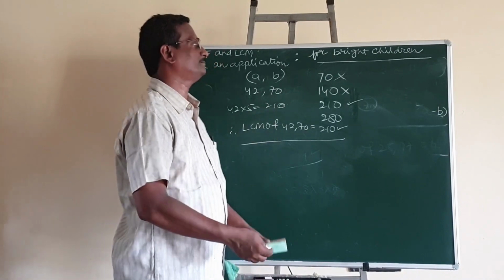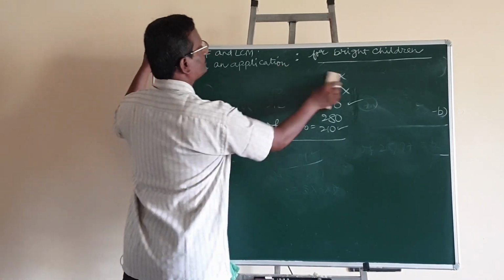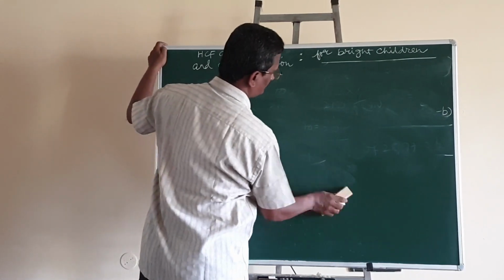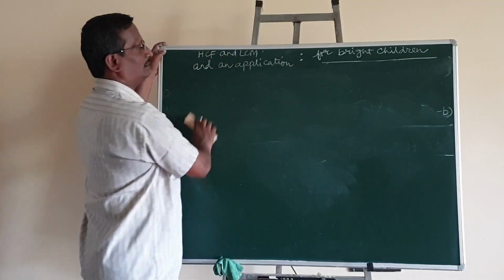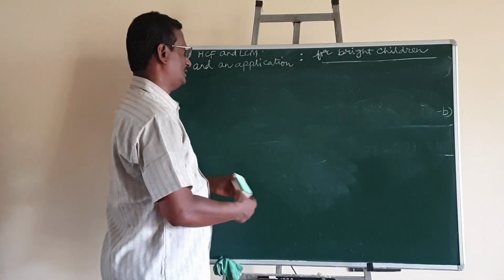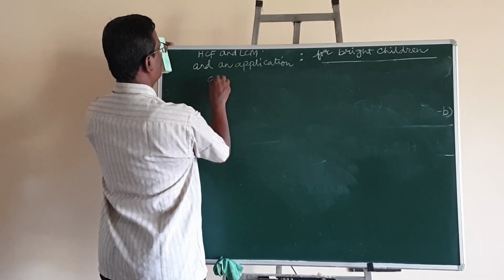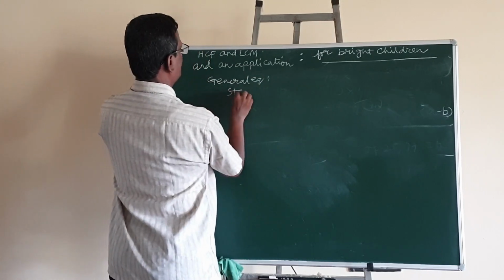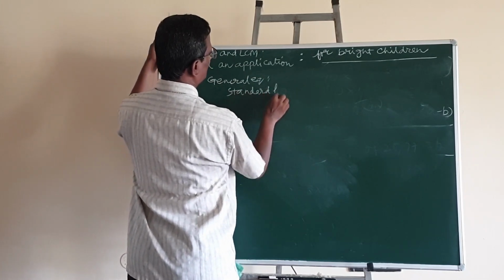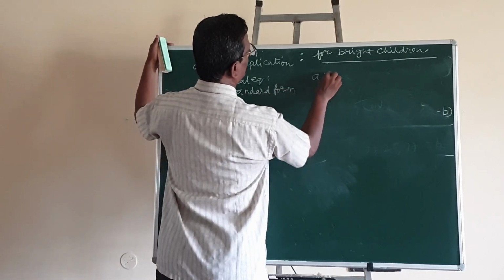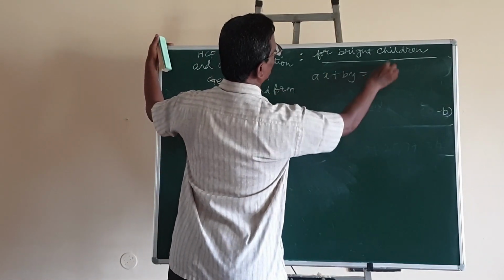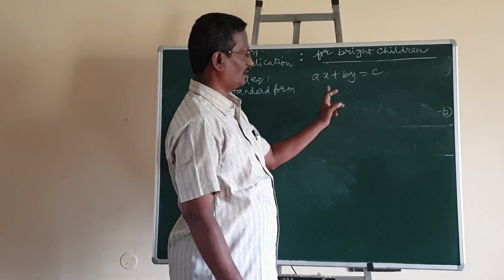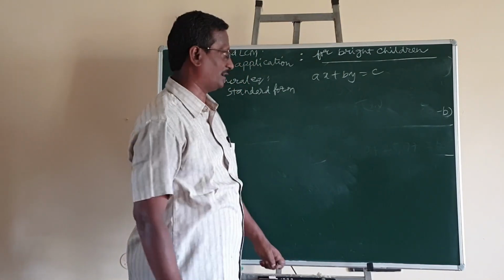Now, the second part: how multiple solutions of the equation can be generated. First, I will tell the proof, and let us also discuss how to use it. Take the general equation in standard form, ax plus by is equal to c. I have written c, the constant, to the right side of the equal sign. This is the standard form I want to take.